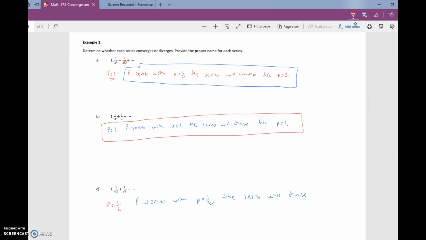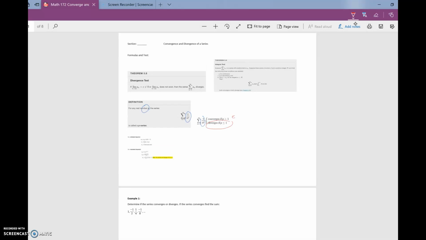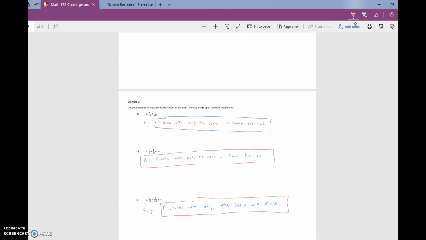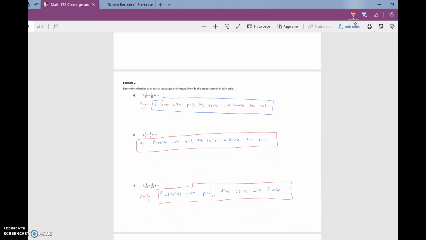And that's pretty much it. So if you recognize what type of series you have, you can just mention the type of series, and then we're just looking at this statement. It suffices to say that it's a P series, and then mention the value of P. That would be it for this example.